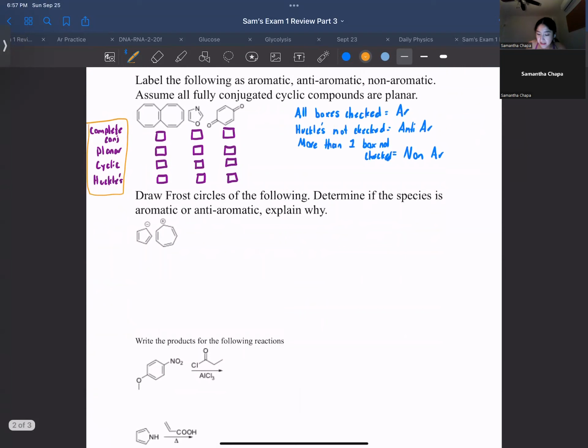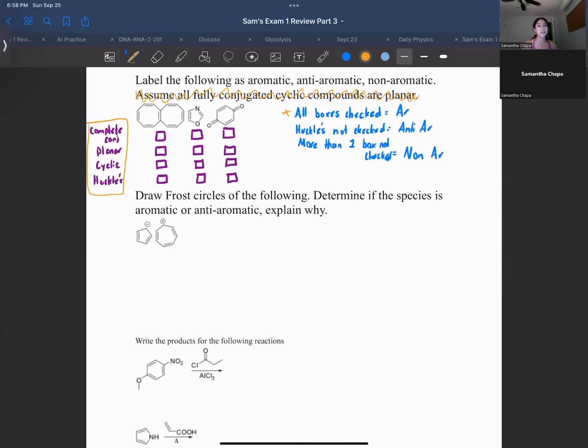Label the following as aromatic, anti-aromatic, non-aromatic. Assume all fully conjugated cyclic compounds are planar. Okay, so I was given this question on the test, and this part just confused me because it didn't allow me to recognize whether it was non-aromatic or anti-aromatic. So I just completely crossed that out. And so I drew all of my checkboxes here so that I can tell what's aromatic or not. And so I left off some notes on the side.